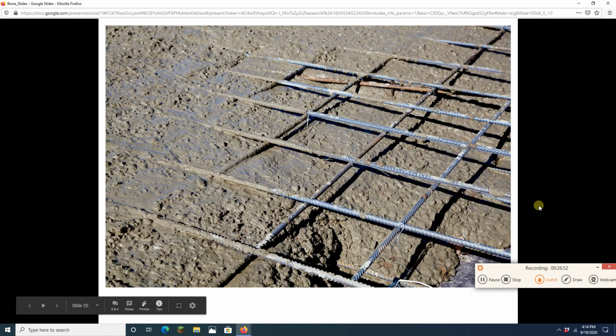Good analogy is pouring concrete over steel rebar. This combination of having the steel rebar and the concrete is going to give us the ability to resist tension and compression and to be nice and hard and sturdy. That's what we want in our bone.